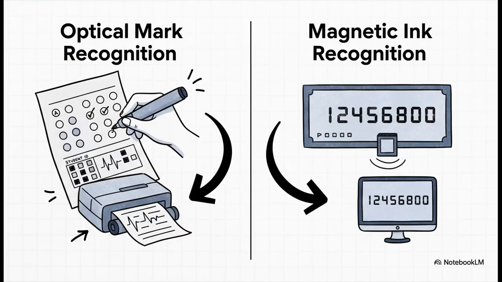But hang on, before we can play with the data, how does it even get into our system? Well, in the real world, it happens all over the place. Think about how those multiple choice tests get graded by a machine using optical mark recognition, or how a bank instantly reads your account number off a check using magnetic ink character recognition.